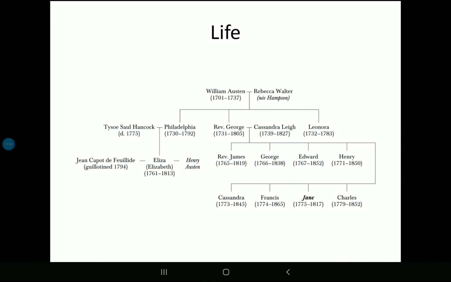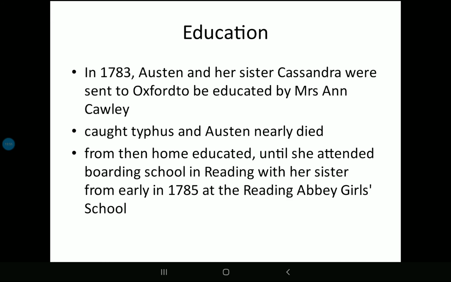Eight children, and she was at the bottom line. You can see Jane, 1775 to 1817. This is the family tree which I found. I mentioned it over here. So eight brothers and sisters in the family. It's a big one. So regarding the education, in 1783 Austen and her sister Cassandra were sent to Oxford.